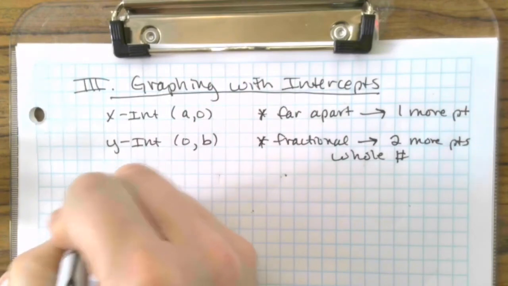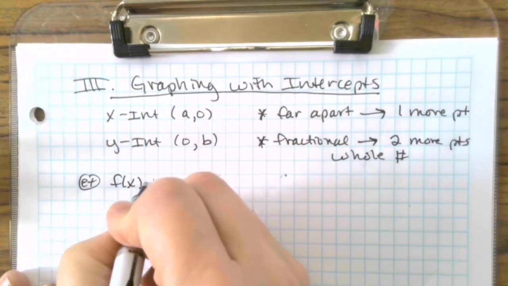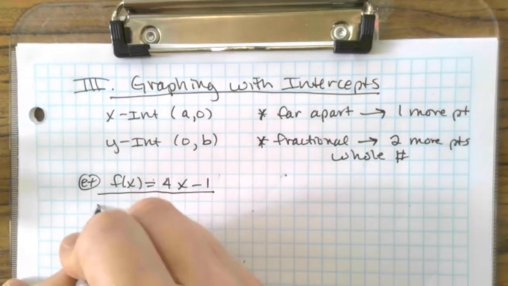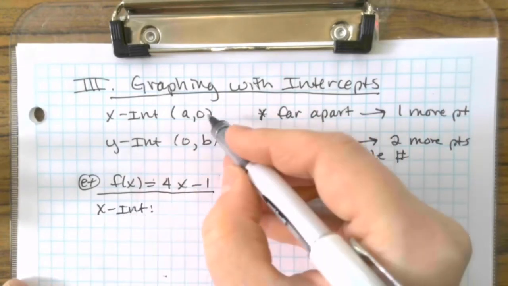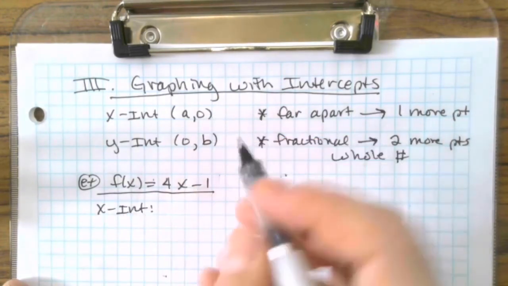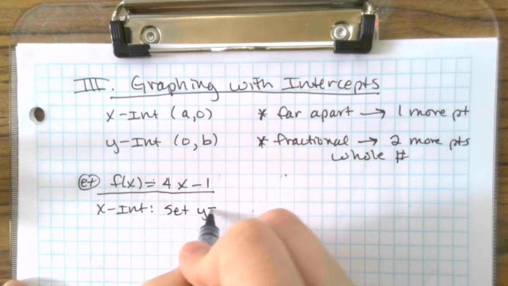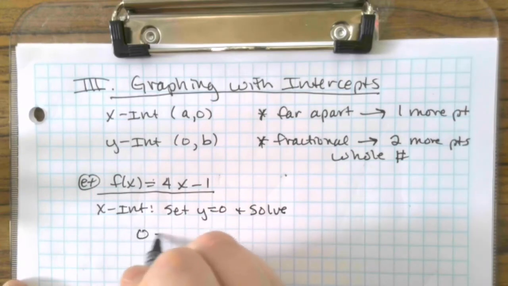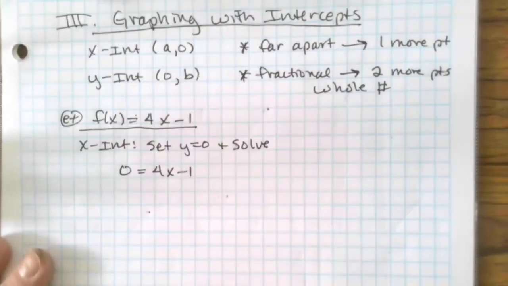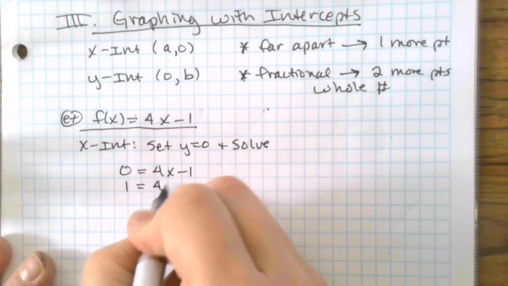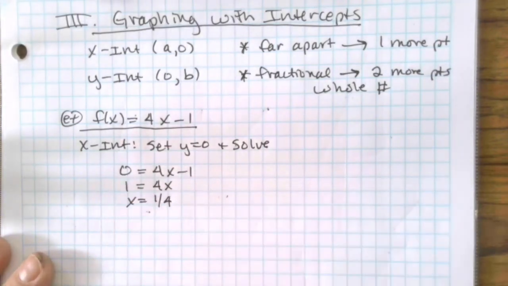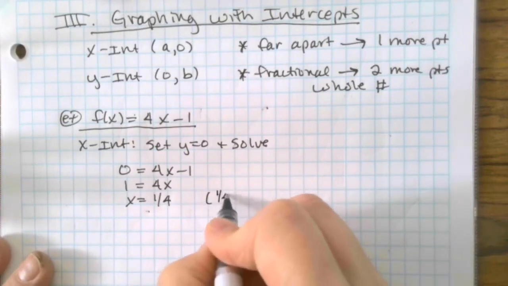Okay, so let's do an example. We're going to do f of x equals 4x minus 1. To find the x-intercept, all x-intercepts have y equal to 0. So you set y equal to 0 and you solve. So here we go. 0 equals 4x minus 1. Add the 1 over. We have 1 equals 4x. Multiply by a fourth. You get x equals 1/4. So my x-intercept is 1/4 comma 0.